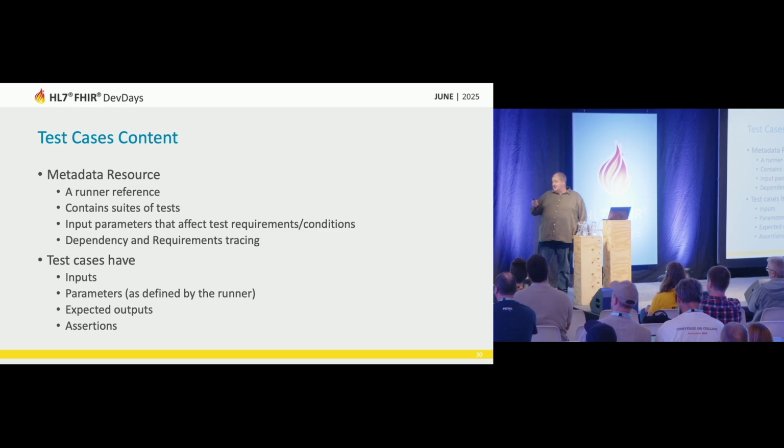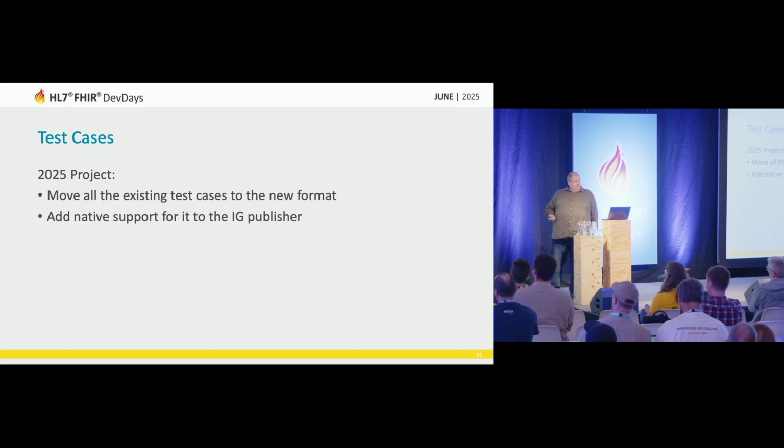In the rest of this year, I am going to move all of our testing content everywhere over to this format. They're all at the moment in various JSON and XML custom formats, but they're all going to move to this format. And then we'll add native support to that format, to the IG publisher and the validator and so forth. And then that will be part of R6, but we will adopt it this year.